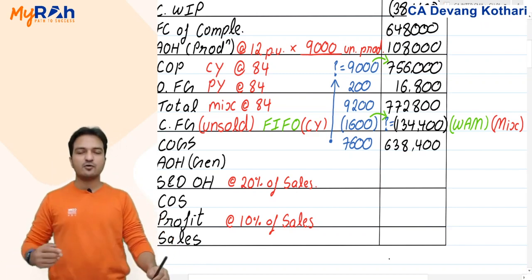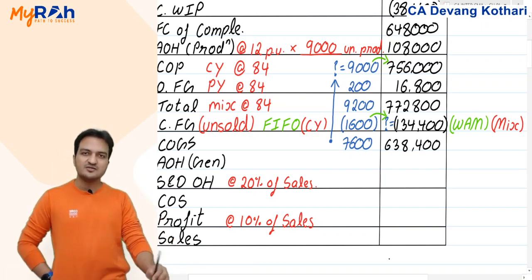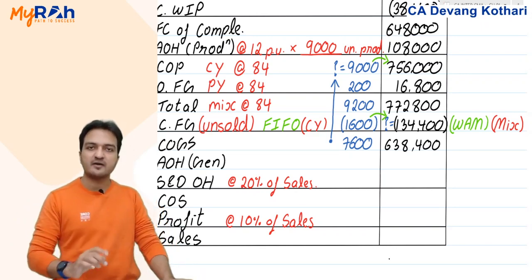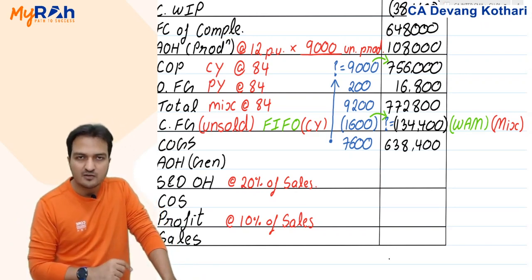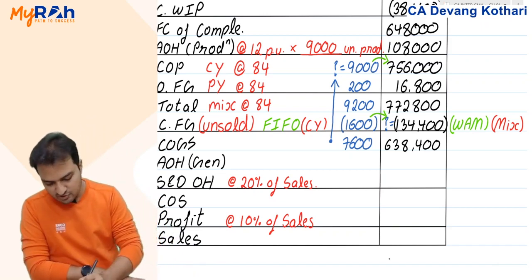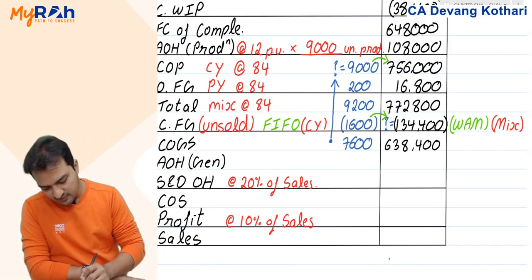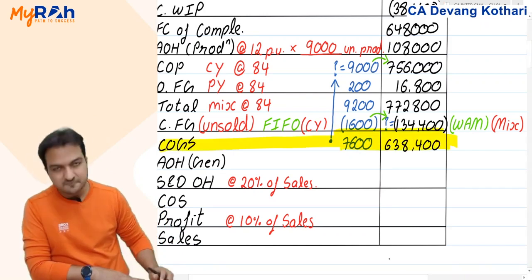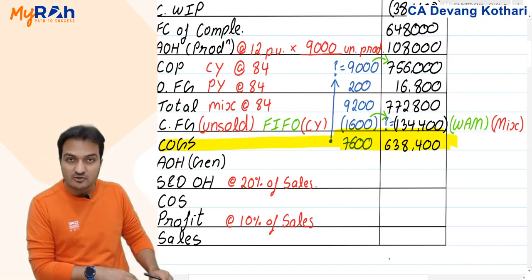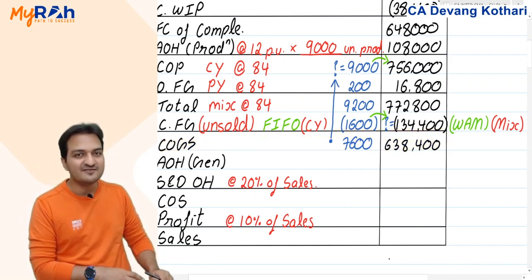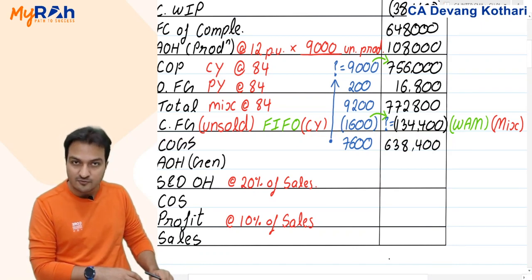Now 638,400 becomes my cost of goods sold. This COGS is my answer, which I expect you all should have got. If you have tried this question at home, then most of you should have got the answer till here, 638,400. In fact, let me tell you this also. If you did not get this answer 638,400, then there is some serious issue with you.